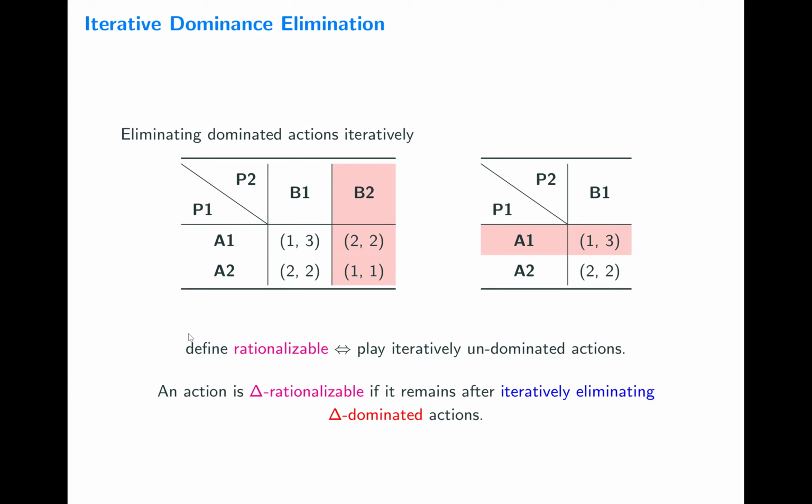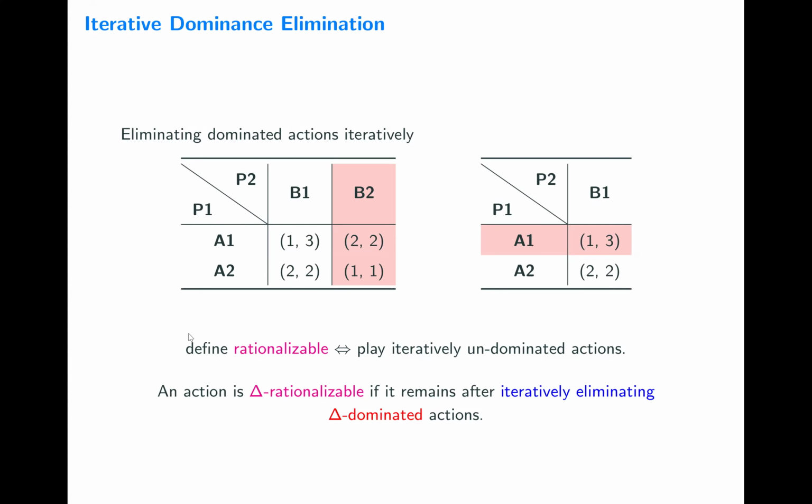We can also define the robust version that is not just strictly rationalizable, because in computer science, we can never do something strictly. We always need some tolerance. So we say an action is delta-rationalizable if it remains after iteratively eliminating delta-dominated actions. That is, we will only eliminate an action if it is delta worse than some other action. So this is the delta-rationalizability condition.